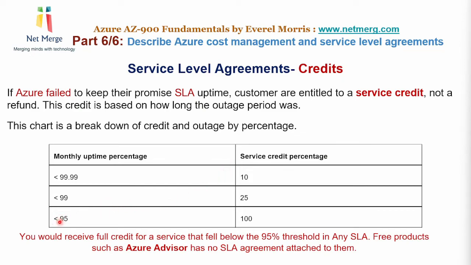So this is an understanding and a breakdown of what you would get if the service was down for less than 95%, you get 100% credit. If it's less than 99, you get 25% credit. And for your 4.9s, if it's below 99.99, you only get 10% credit. So that is the breakdown and the threshold for your SLAs and your credit request.